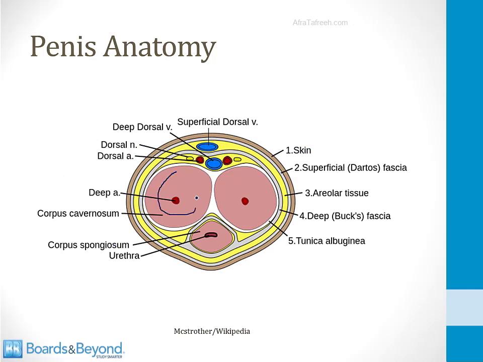Shown on the screen is a cross-section through the penis. The two large red structures here are the left and right corpus cavernosum. They are surrounded by this white layer here of connective tissue, which is the tunica albuginea. In addition, at the bottom is the third erectile structure, the corpus spongiosum. It surrounds the urethra. And then surrounding all three erectile structures, the corpus cavernosum and the corpus spongiosum, is this gray layer, and that is the Buck's fascia of the penis.